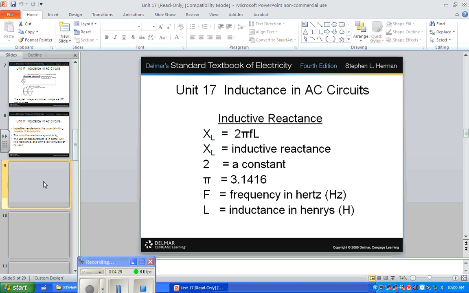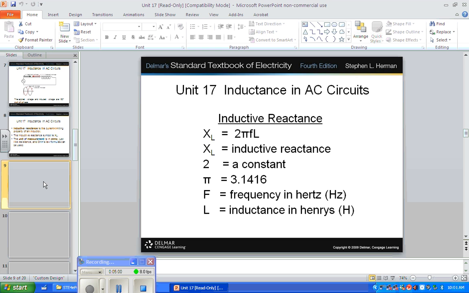Now, this is a formula you need to remember forever and ever. Write this down if you haven't already. You've actually used it already, I assume, since you did the homework. The inductive reactance, X sub L, is 2 pi F L. Now, I want to give you a shortcut. I'm big into shortcuts and mnemonics, right? Because pi is a number, so we have two numbers, 2 pi, 2 times 3.14.